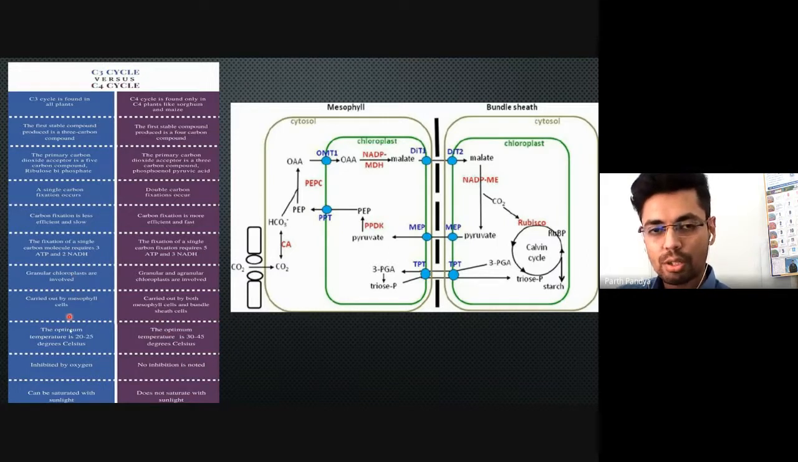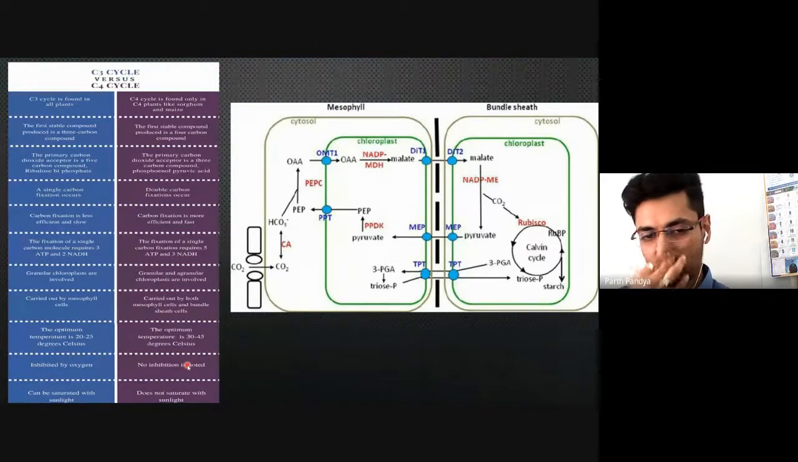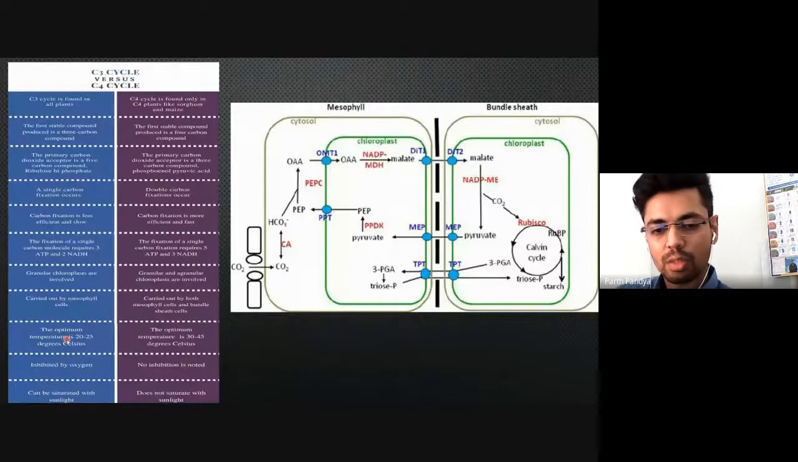Whenever you provide oxygen, C3 is inhibited. No inhibition has been found with respect to C4, and it can be saturated with the help of sunlight. That is, C3 won't happen properly, whereas if sunlight is not there, C4 doesn't saturate. It is having no effect.